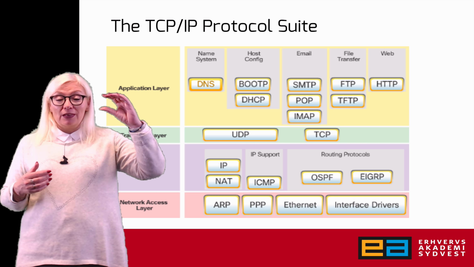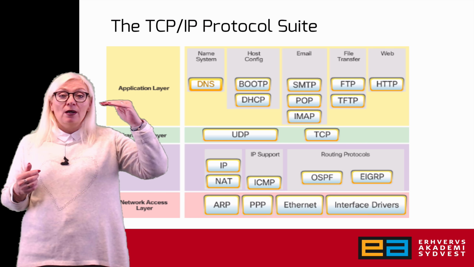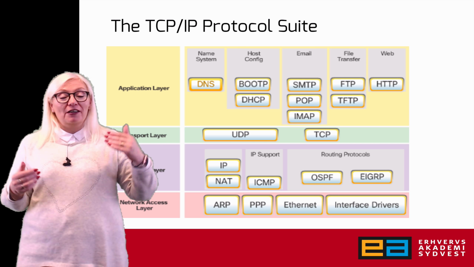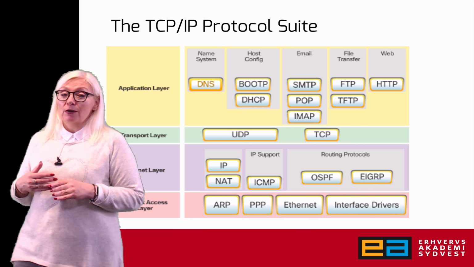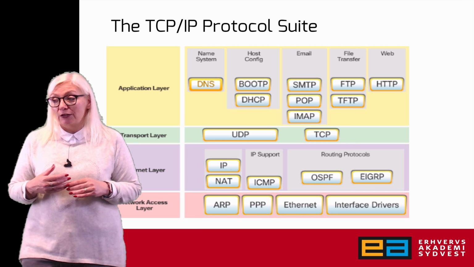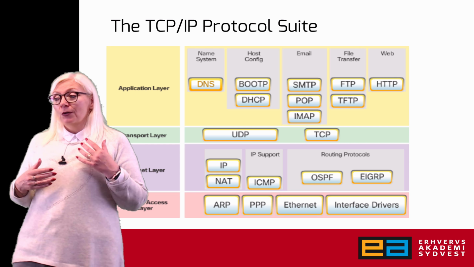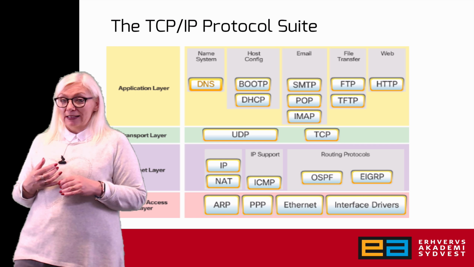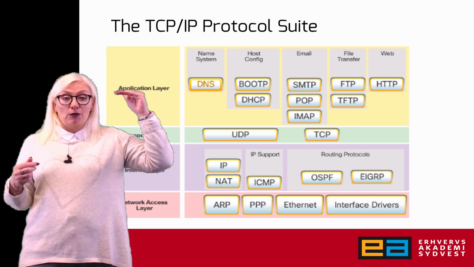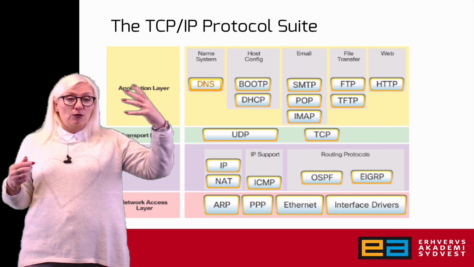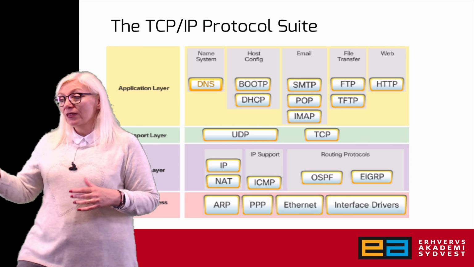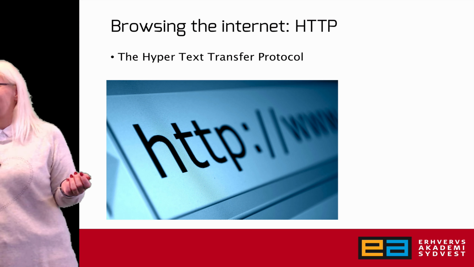Starting from the top, the application layer is where you and your computer and your other devices are communicating with the protocol. Then we have the transport layer, the network layer, and the network access layer. I'm going to start from the top because these are protocols that you might have seen, or at least the names of them. So let's start on the application layer.